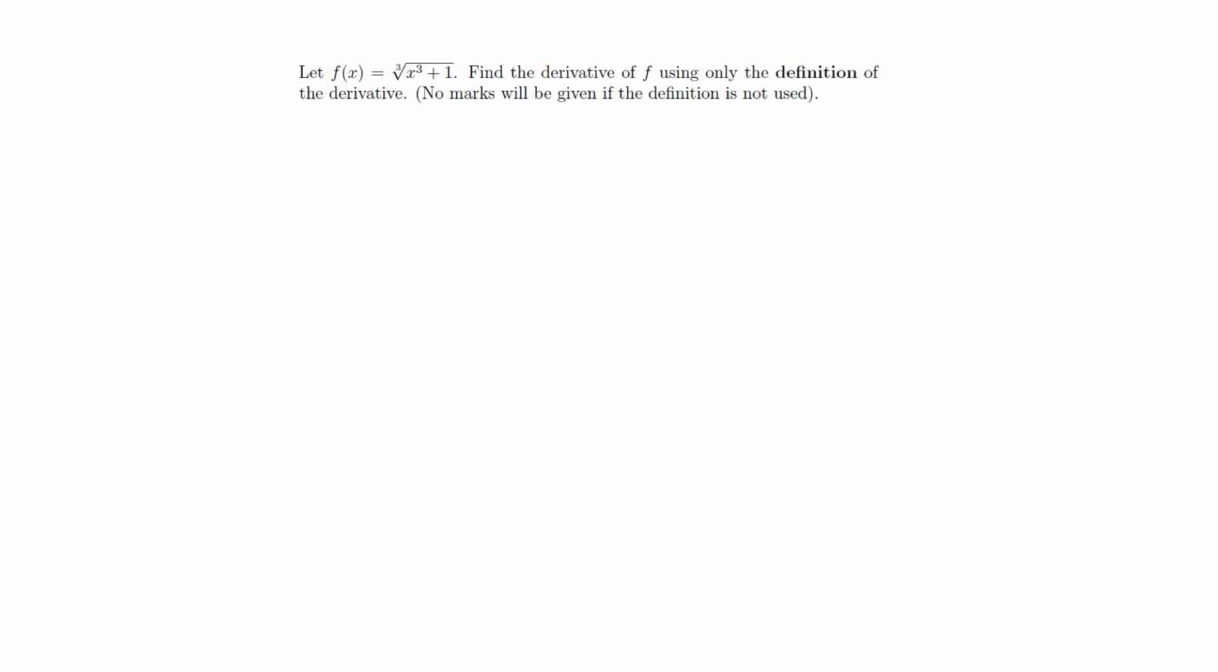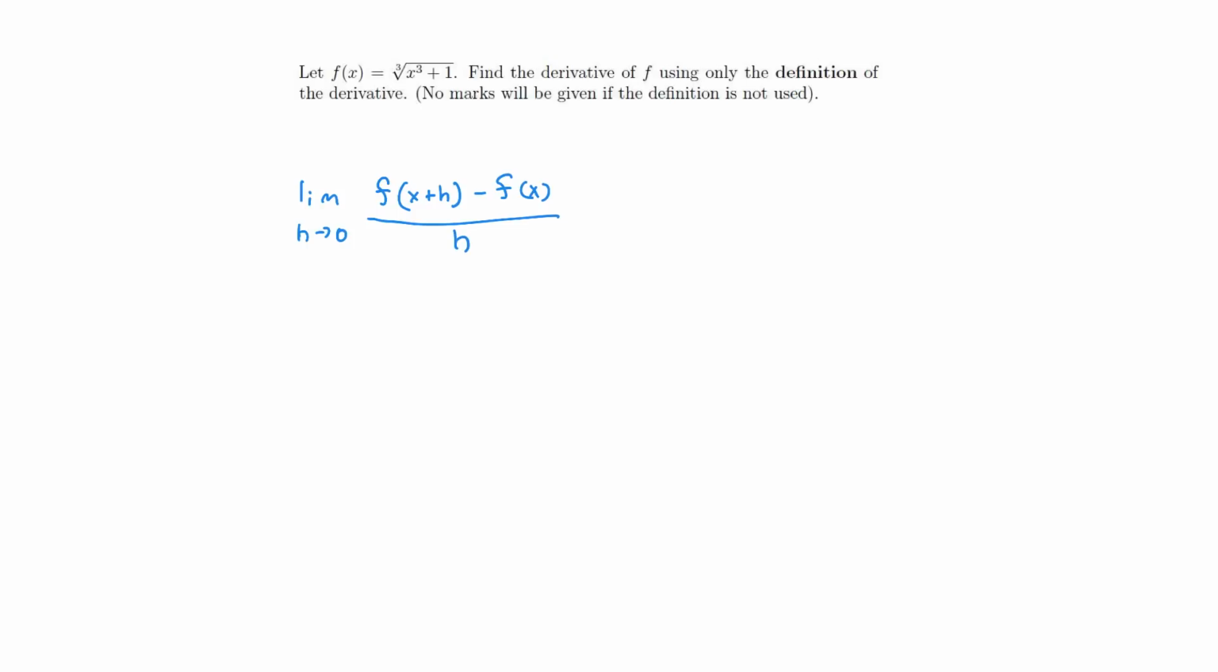Okay, what are we given here? We have f equal to this function, and we are supposed to find the derivative of f using only the definition of the derivative. And they clarify in the question we can't use any of the quick rules to find this derivative. We have to use the definition of the derivative. So let's write that down. That's the limit as h approaches 0 of f of x plus h minus f of x all over h.